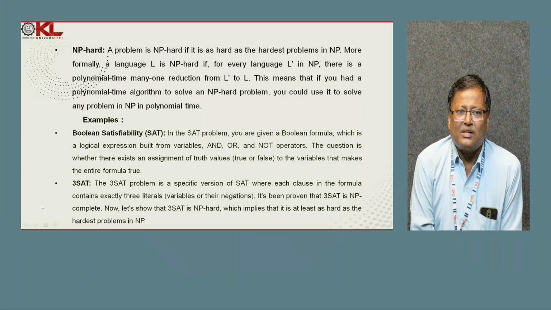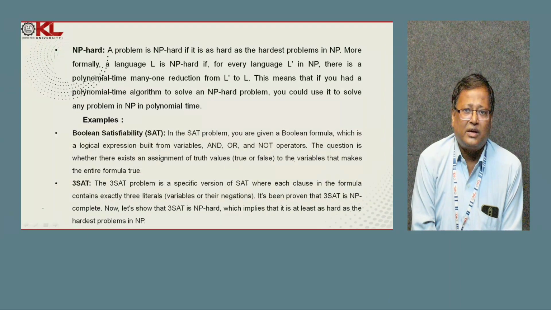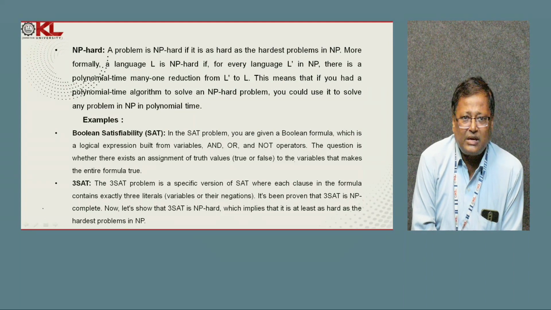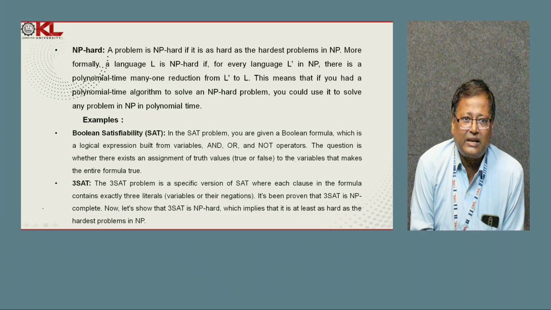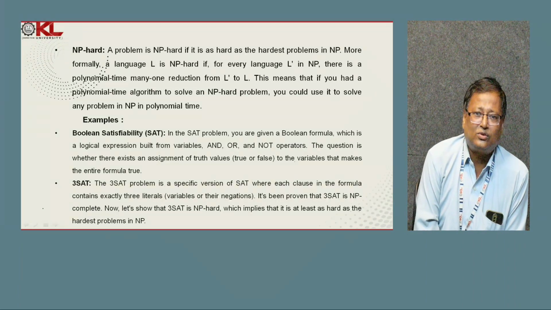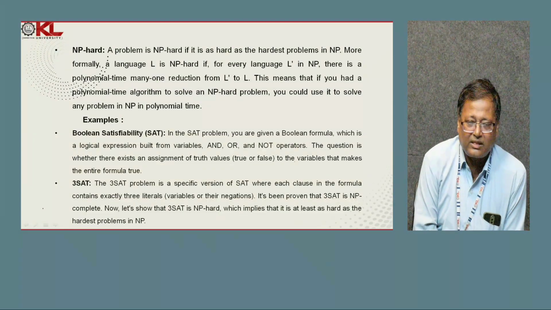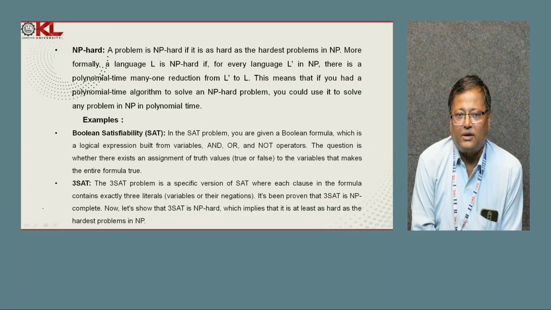It means a problem is NP-hard if it is at least as hard as the hardest problems in NP. More formally, a language L in NP is NP-hard if for every language L dash in NP there is a polynomial-time one-to-one reduction to L. It means L dash is reducible to L, and that problem is known as an NP-hard problem.